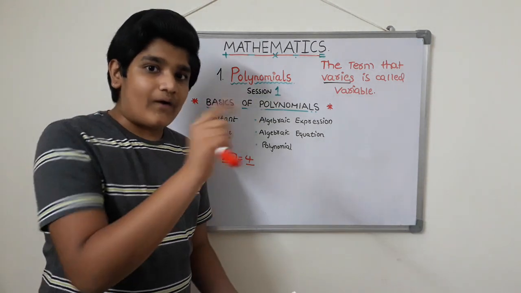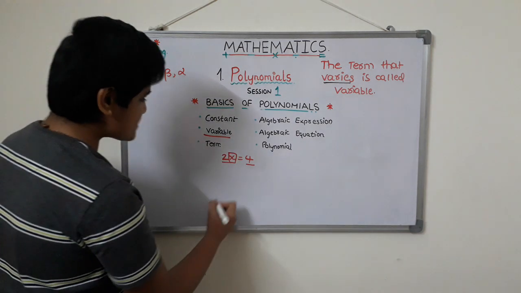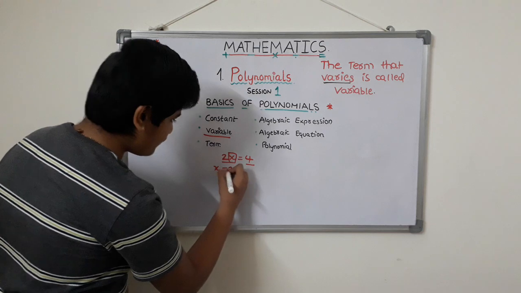So let me say why. Now see here I have 2x = 4. Now the value of x will be 2. Yes or no?